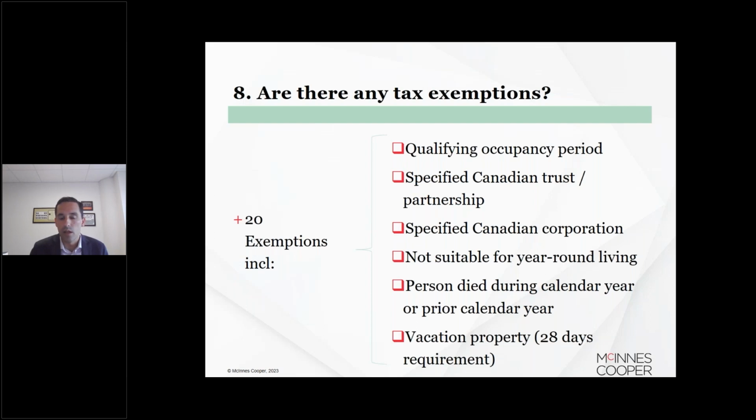Another big one in the Atlantic region would be vacation properties. If you use that property for 28 days and it is in a prescribed area, it is eligible for a vacation property exemption. CRA has a tool out where you can go online and just type in your postal code and it'll tell you if it's in one of these prescribed areas, but typically they're in more rural areas and not city centers. So the exemptions, again, found in Section 6, you do want to be strategic in which ones you are picking.